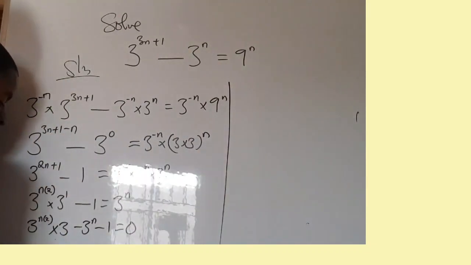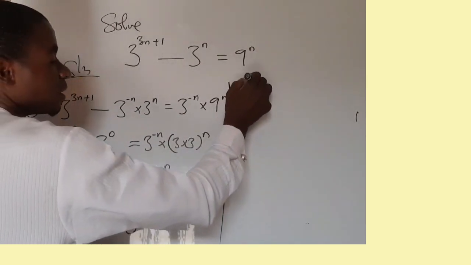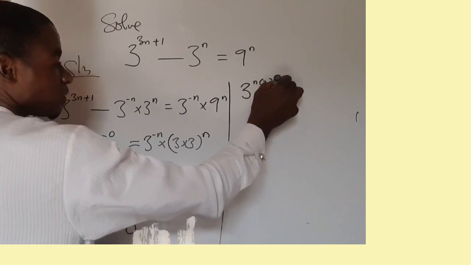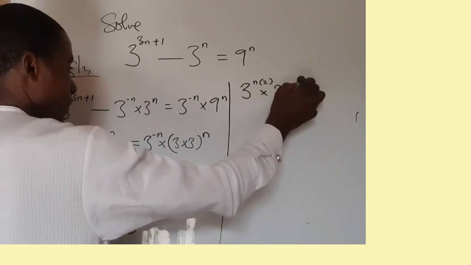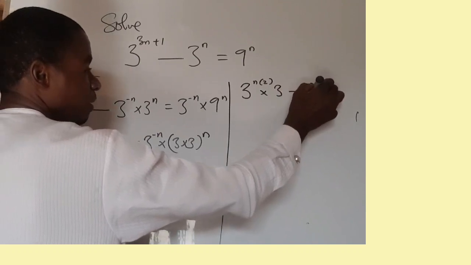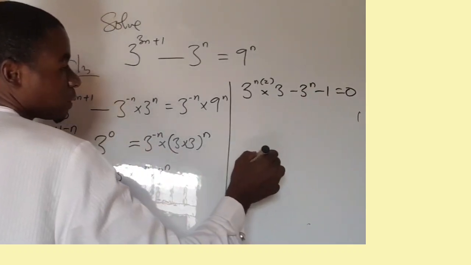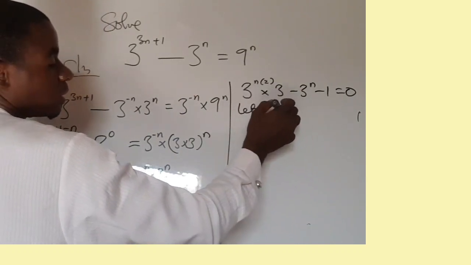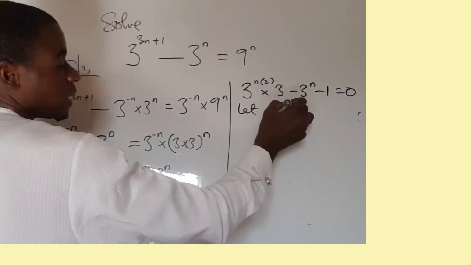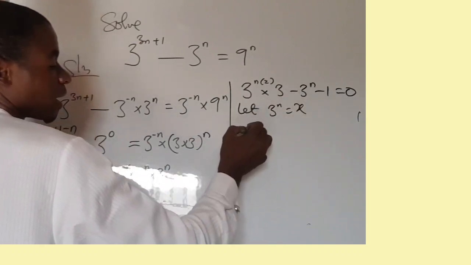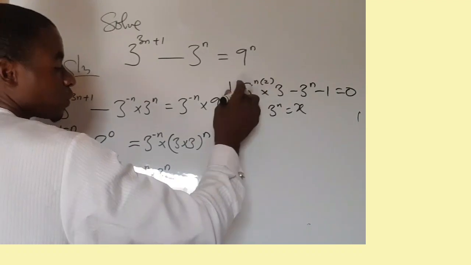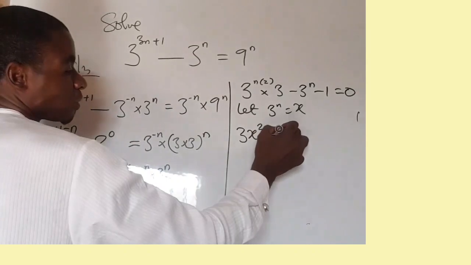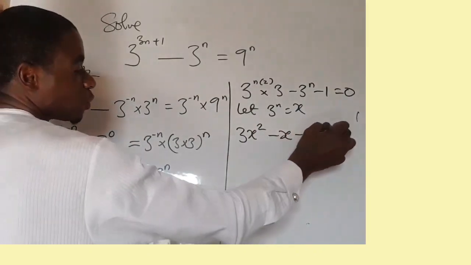So from that very point, we're going to have 3 raised to power n into 2 times 3 minus 3 raised to power n minus 1 equal to 0. Okay, so this is already a quadratic, so we let 3 raised to power n equal x, so that we have 3x squared minus x minus 1 equal to 0.